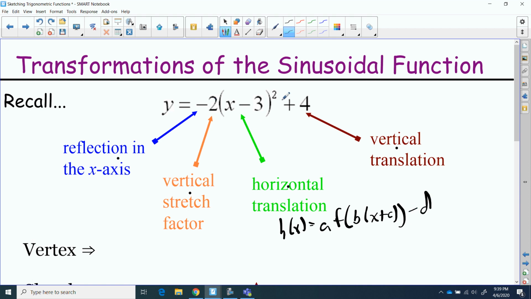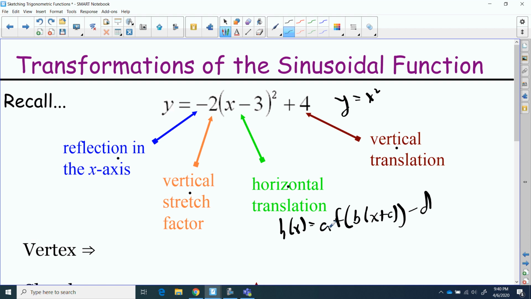So depending on where the number is situated in the function, we're supposed to now know from our first unit what the visual effect is going to be on that particular graph, whatever the base graph is. In this case, the base graph was y equals x squared, because it was just a parabola. We can see that it's going to get turned upside down. It's going to get stretched by a vertical factor of 2. This is going to move it to the right 3 units, and this is going to move it vertically up 4.